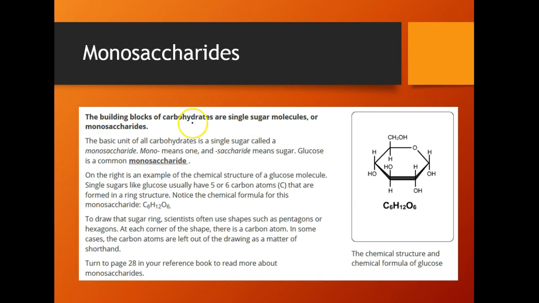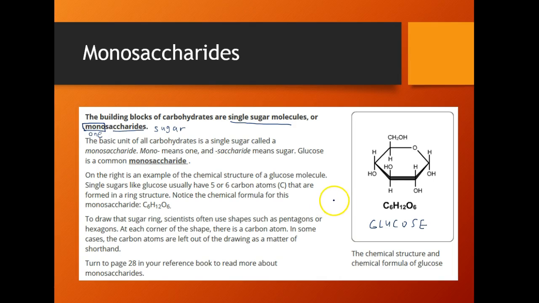So the building blocks of carbohydrates are single sugar molecules or monosaccharides. And an easy way to remember what monosaccharides means is mono means one, and saccharides actually means sugar. So together it means one sugar. On the right is an example of the chemical structure of a glucose molecule. Glucose is a really important sugar molecule that we'll be talking about a little bit more later on.